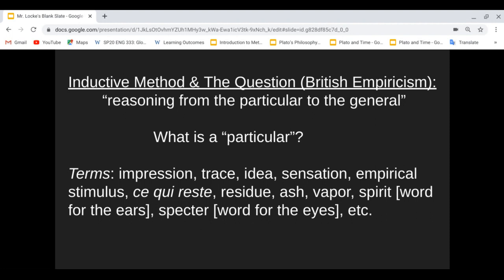But what is the particular? These are all interchangeable terms to know in thinking about what Locke is calling the particular. We have the impression, the trace, the idea in Lockean terms, which is not to be confused with the Platonic idea, sensation, empirical stimulus. Deconstructive thinkers speak of what they call the restance, which is the remainder, what remains, a residue, an ash, a vapor, a spirit, which is, again, put in Derridean terms, the word for the ear, specter, the word for the eyes. These are all sensory impressions, stimuli, traces that enter the body in an empirical and external way.